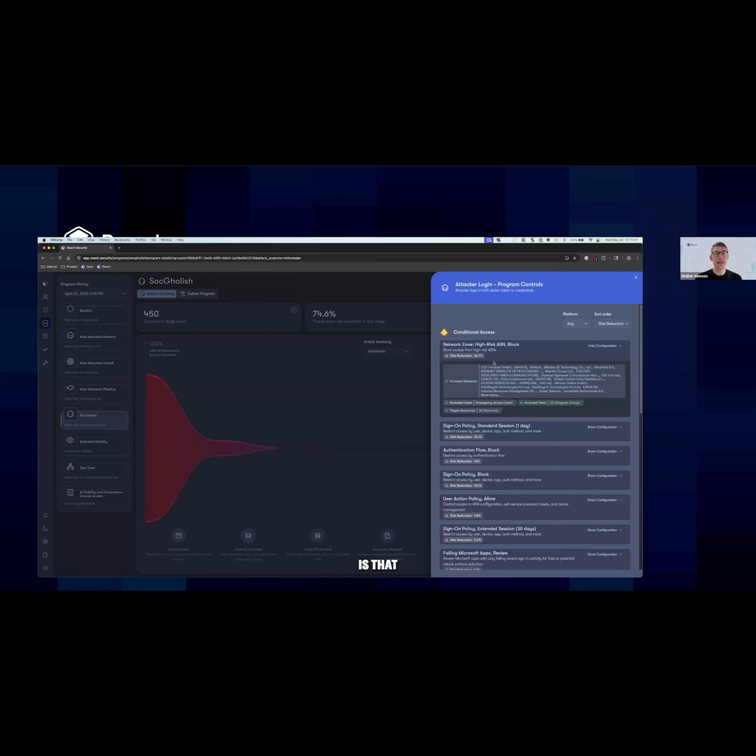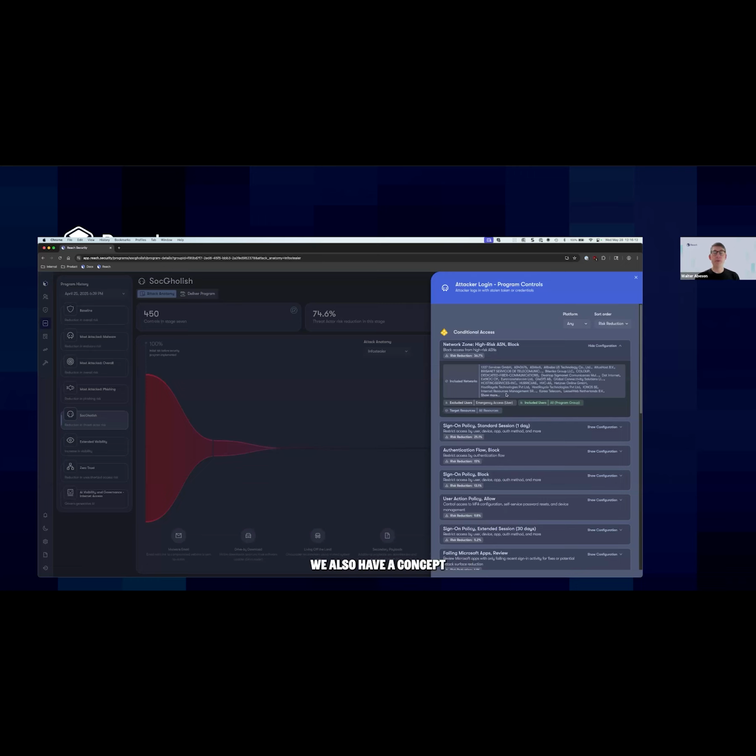And the cool thing here is that this isn't necessarily a conditional access rule that Microsoft supplies themselves. This is where you're really blending together the threat intelligence that Reach curates with the control recommendations, because obviously conditional access can block high-risk ASNs, but how do you know what those high-risk ASNs are? So this is where Reach is curating that list of networks that we deem as high risk and leveraging the tooling that you already have, in this case, conditional access, to block access to those high-risk ASNs.